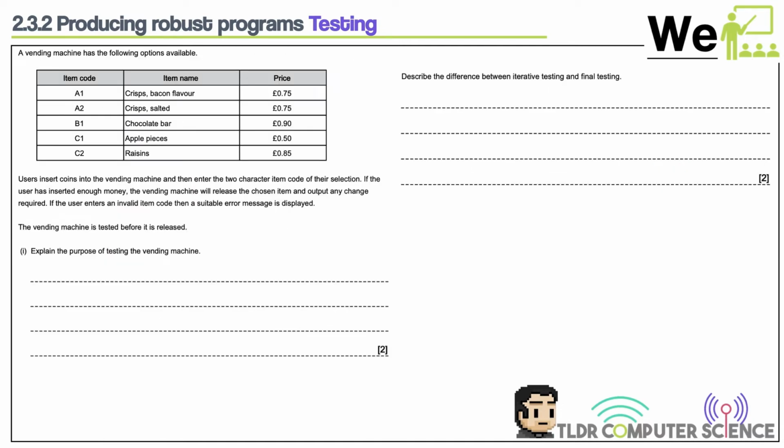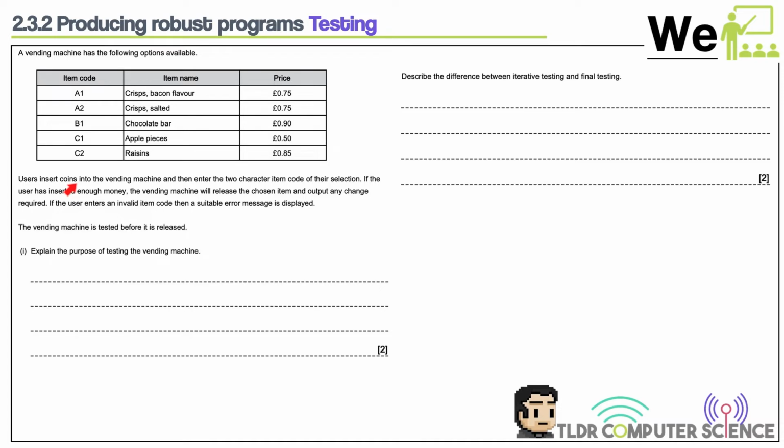Okay, with this question, we're continuing to look at testing, but now from the perspective of why do we test? What are we trying to achieve when we're testing? And also, what is the difference between iterative testing and final testing? The scenario we're given is a vending machine that has the following options available. So we've got these options about things that you can buy in this vending machine, the item and the price.